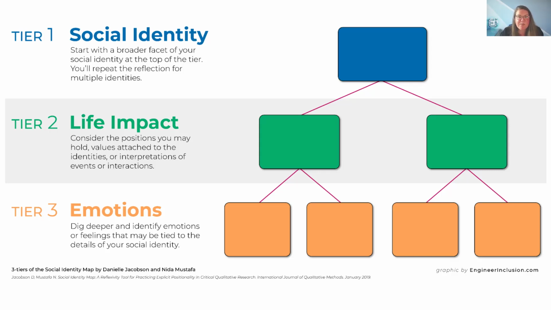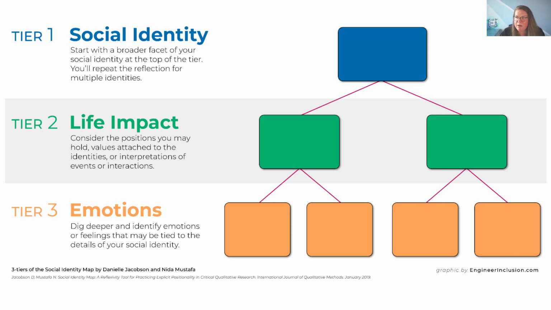And how does it shape your interpretation of events or interactions? I'm going to show you some examples here in a second from the book. And then the third, you explore the emotions for each life impact. You identify the emotions that it brings up now, or maybe did in the past. These might include positive, neutral, or difficult feelings, and then you'll write those below. After you complete that, you come back and create another diagram for a different identity.